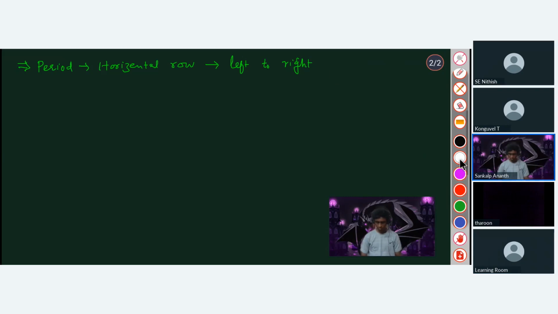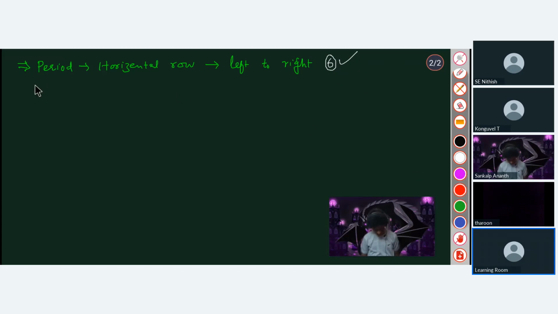7. No, 18. In the first periodic table, which was given by Mendeleev, there were only 6 periods. You have to remember. In the modern periodic table, there are 7, but Mendeleev's periodic table contains only 6.